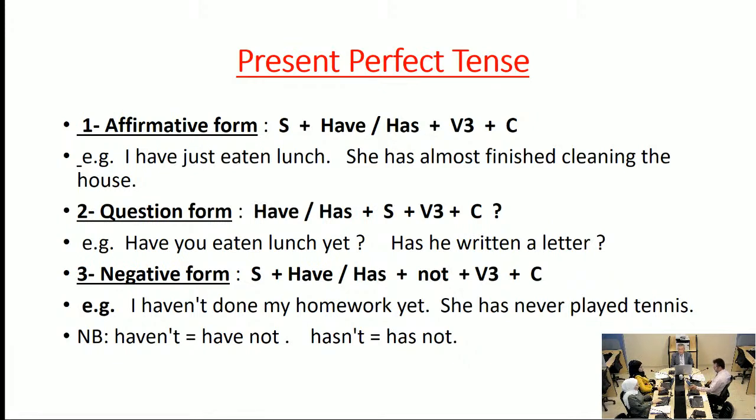Number 3, the negative form, which is the subject plus have or has plus not plus verb 3. So nothing is changed, we just put not after have or has. Example, I haven't done my homework yet. She has never played tennis. Students should notice that haven't is the contraction form of have not, and hasn't is has not.